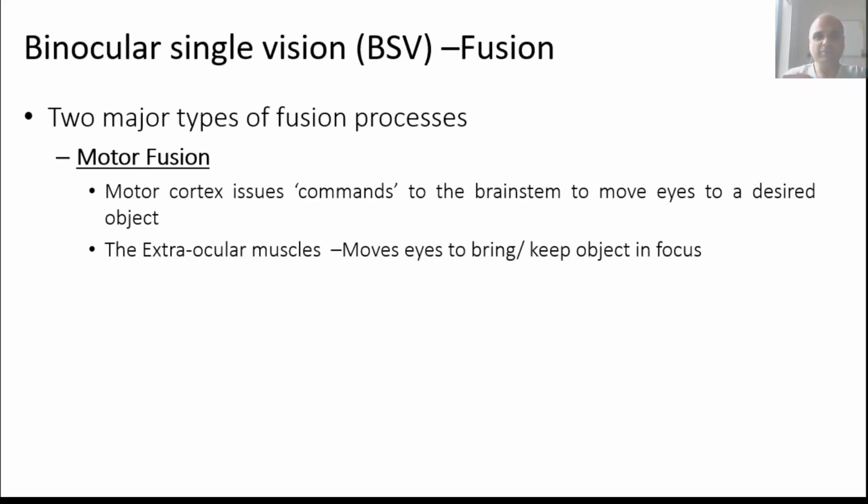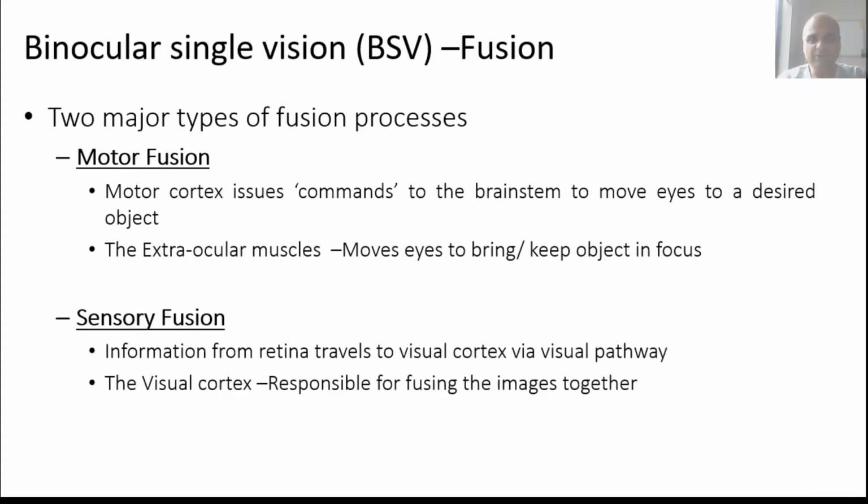So in either case, motor fusion is simply moving your eyes to either track your object of interest, or to move your eyes towards your object of interest, or both. The other more interesting process is sensory fusion. Sensory fusion is taking slightly different images from both eyes and then processing them to make a single image. And it's the visual cortex together with other visual processing areas that is responsible for this fusion of images. And we'll see how that happens.